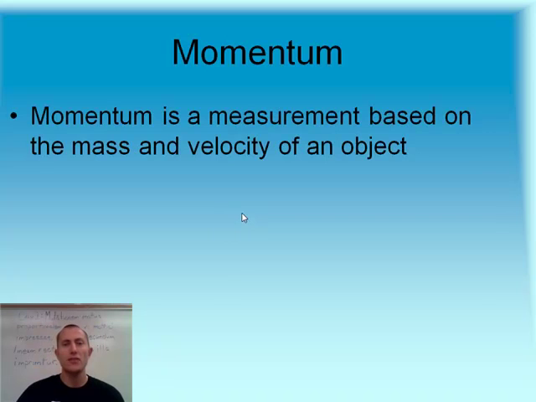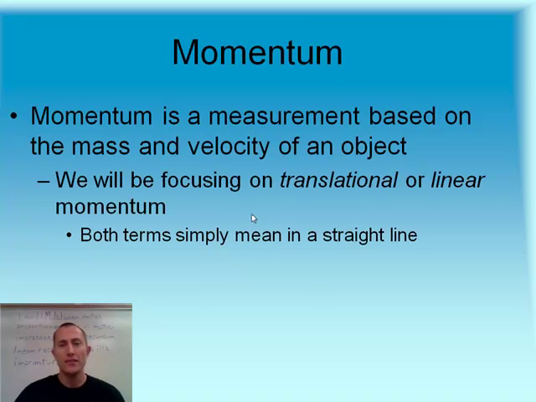Momentum is measured based on the mass and the velocity of an object. It's a measure of motion that takes into account both mass and velocity. And in this case, we're only going to worry about what we call translational momentum, and we talked about that term translational earlier. It simply means in a line or simply linear, and so you'll see linear momentum or translational momentum. Be comfortable with both.